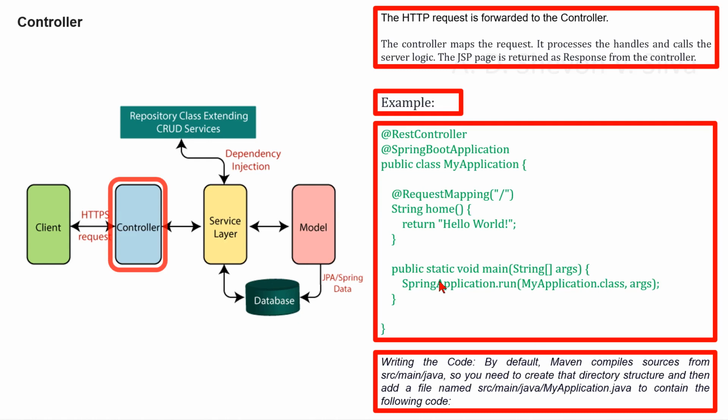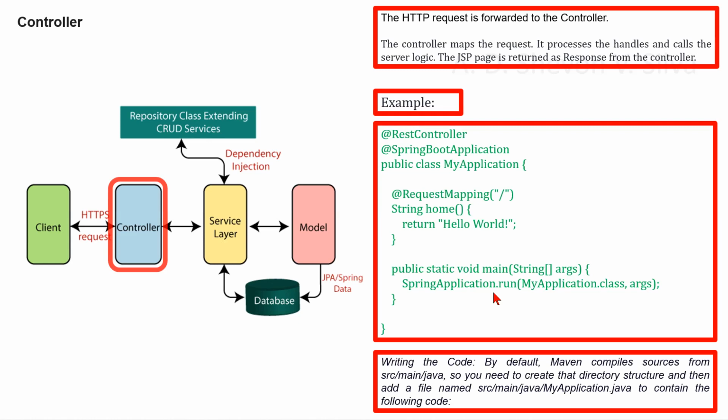The main method. The final part of our application is the main method. This is a standard method that follows the Java convention for an application entry point. Our main method delegates to Spring Boot's SpringApplication class by calling run. SpringApplication bootstraps our application, starting Spring, which in turn starts the auto-configured Tomcat web server.